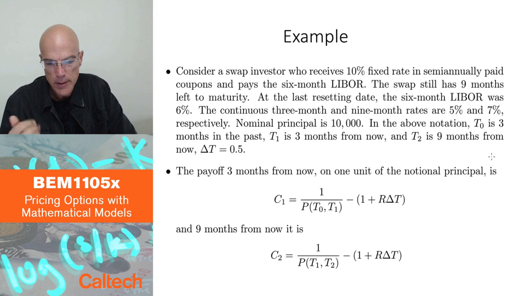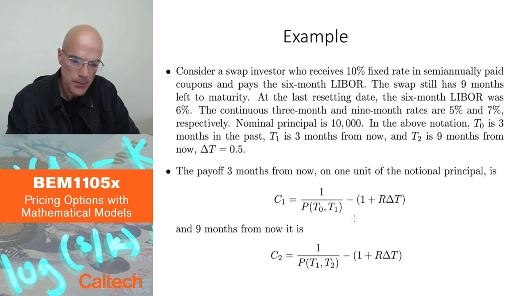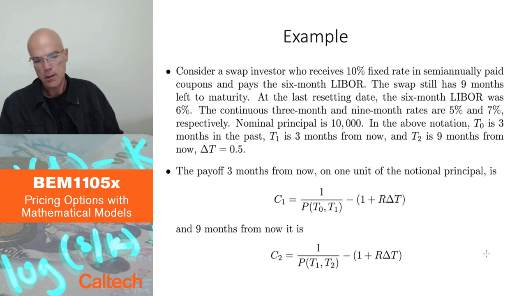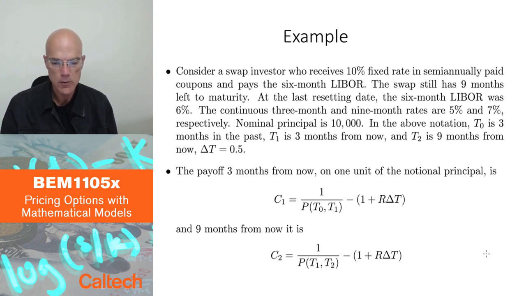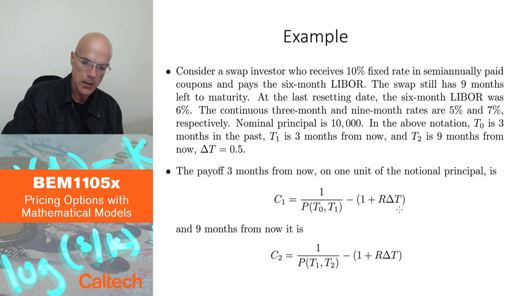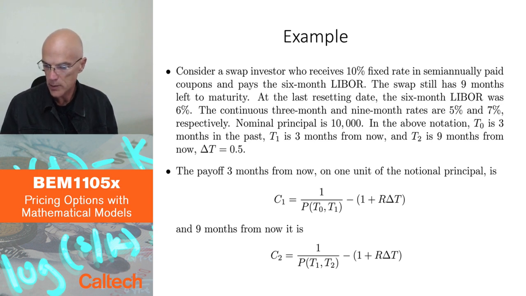There are going to be 2 payments. There's going to be payment C1 3 months from now. We already know how these payments look. They have this form, and this is on 1 unit of notional principal. Then at the end, I'm just going to multiply everything by 10,000. I want to see how this investor will do in a swap like this. There's going to be that payment 3 months from now, and a similar payment 9 months from now, except it's going to be P of T1, T2 instead of P of T0, T1. But this term is the same. So I can price these by the same logic that I applied previously for my general formula.